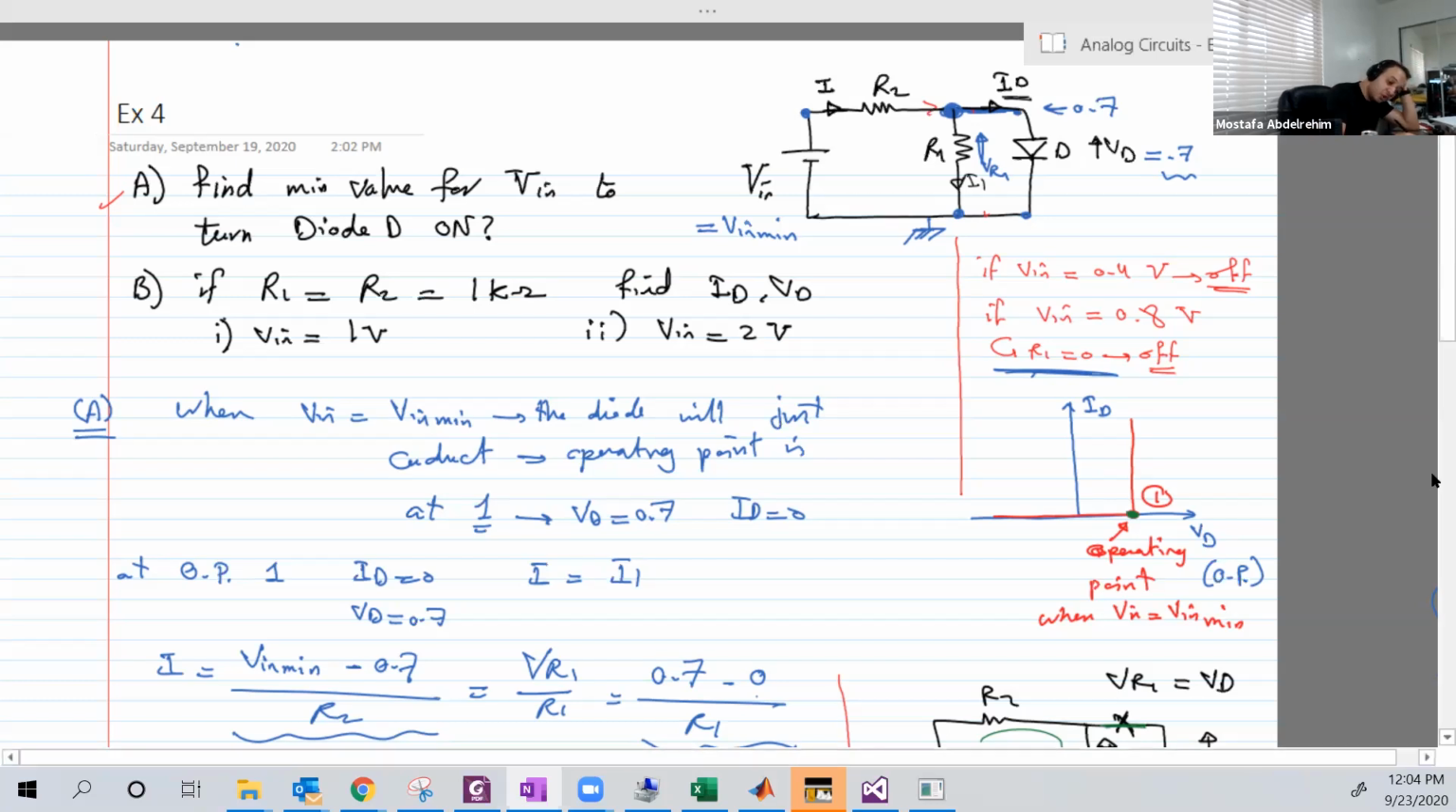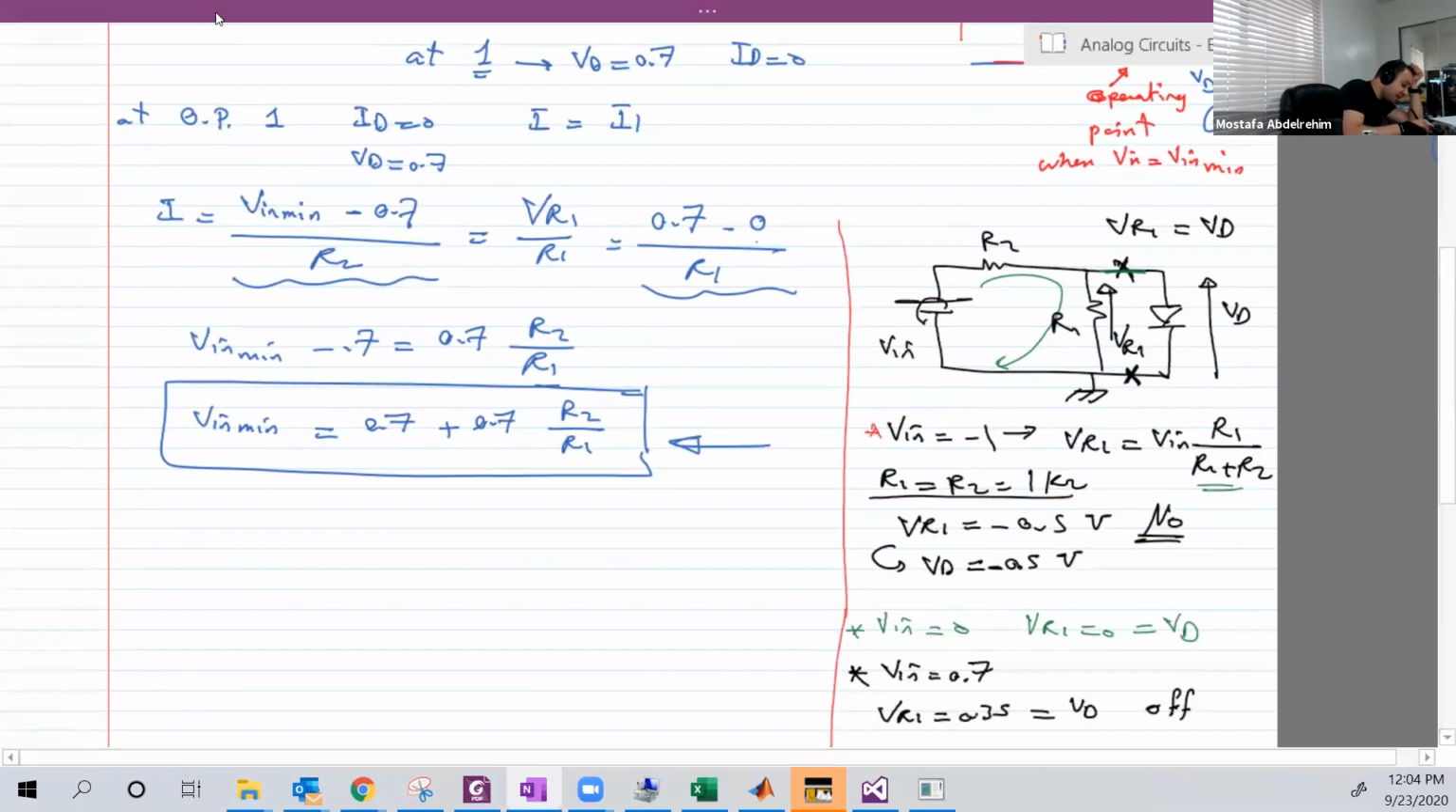Now, let's go to B and see. This is clear, guys? Any question? Don't be shy. Any question? Now let's go to B. If R1 is equal to R2 equal to 1 kilo ohm, find ID and VD, when V input is equal to 1 volt, and when V input is equal to 2 volt.